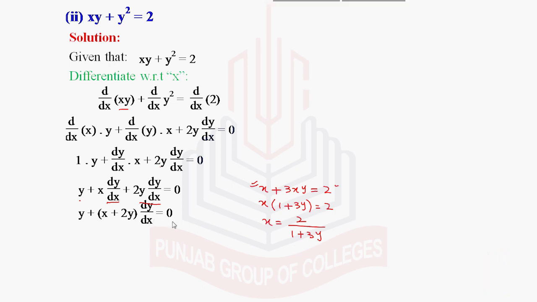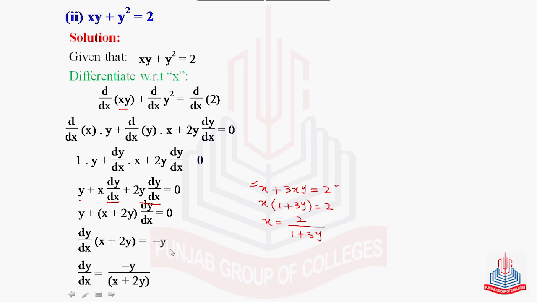Now dy by dx times x plus 2y is equal to, this y will be shifted towards the right side, that will become minus y, and to find dy by dx, this x plus 2y will also be shifted towards the right side. So as this one is multiplying by dy by dx, when we shift towards the right hand side, this will be divided. So finally we have dy by dx is equal to minus y whole divided by x plus 2y, which is our required and final result.